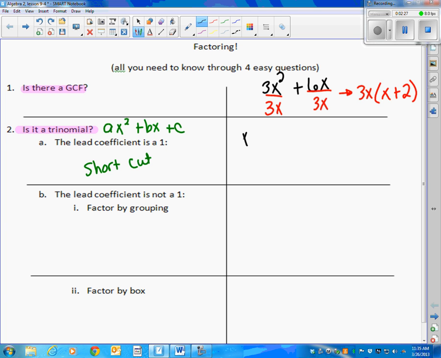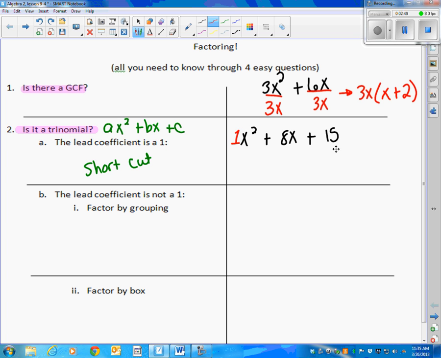Let's do x squared plus 8x plus 15. Okay, I can see that this is a trinomial. There is no greatest common factor. My lead term is a 1 right here.